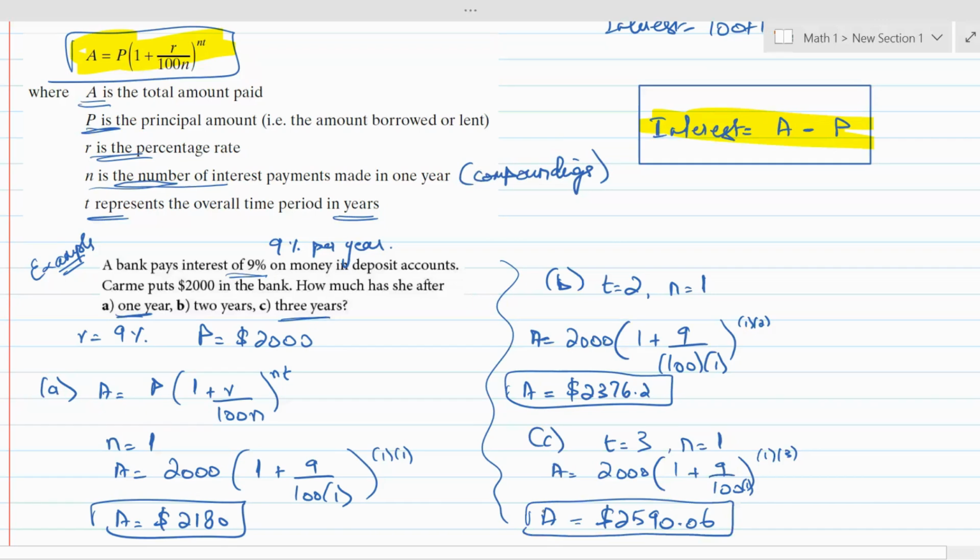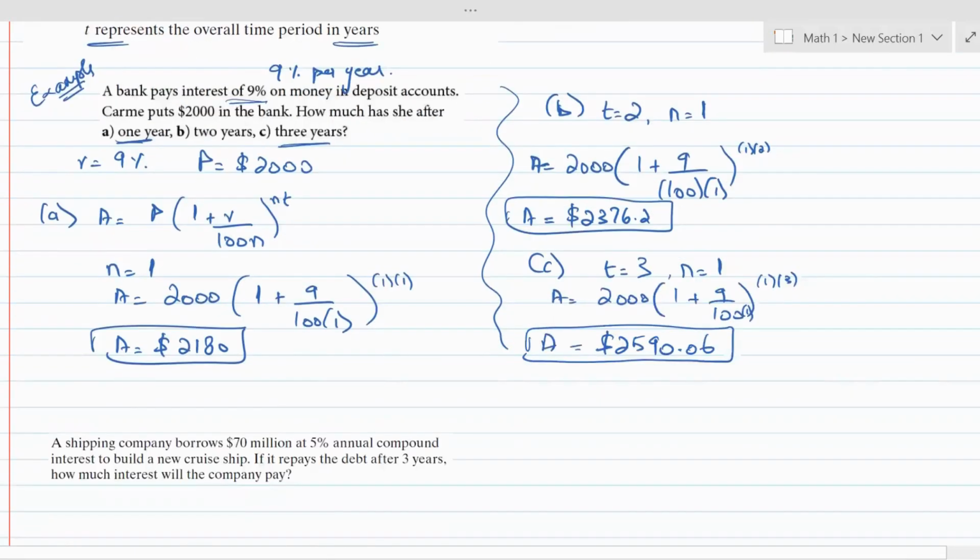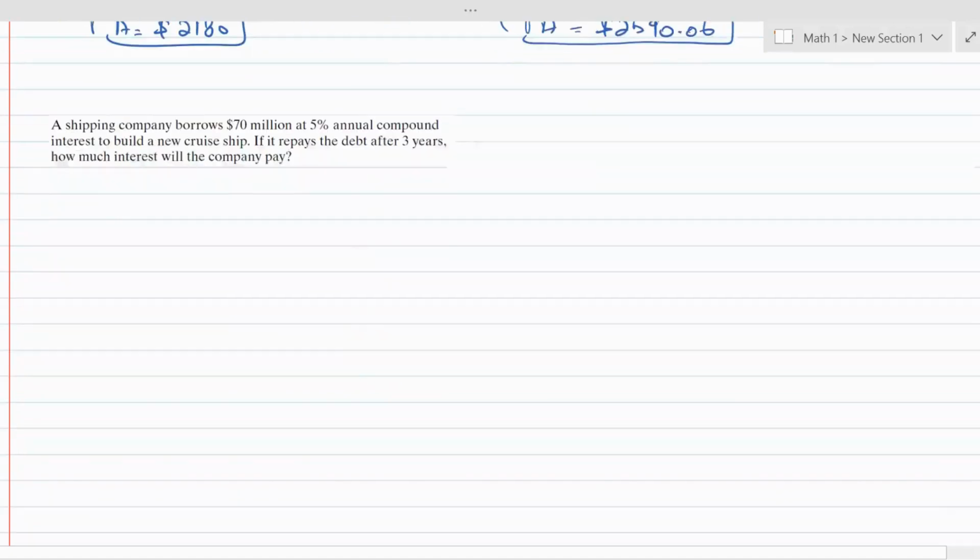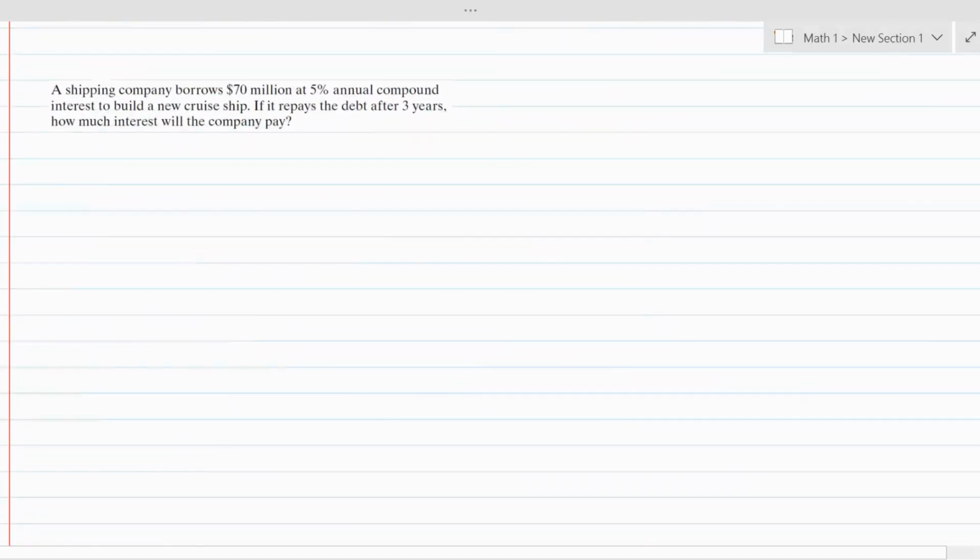So yeah, this is how we calculate the total compounded amount. Moving on to the next example.